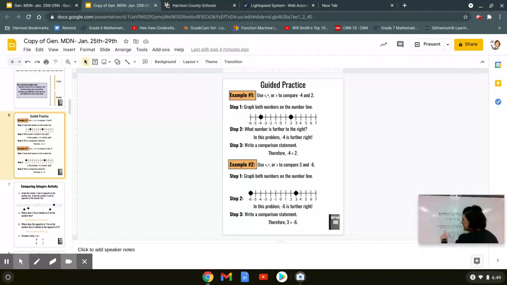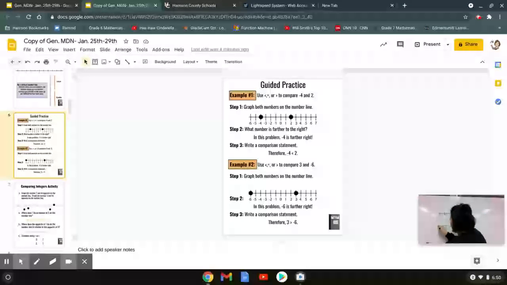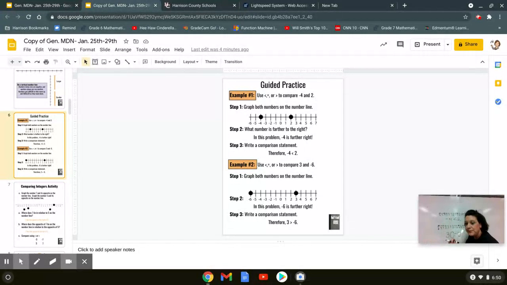So notice again, let's start down here on our next example. It says we want to compare 3 and -6. So on my number line, I'm placing my data point on 3. And here I'm going to place my data point on -6. Now I got to compare. Notice -6 is way over here to the left.